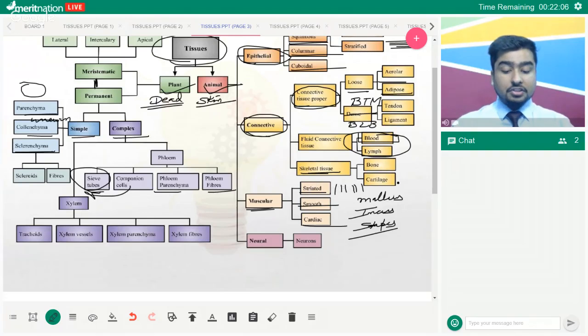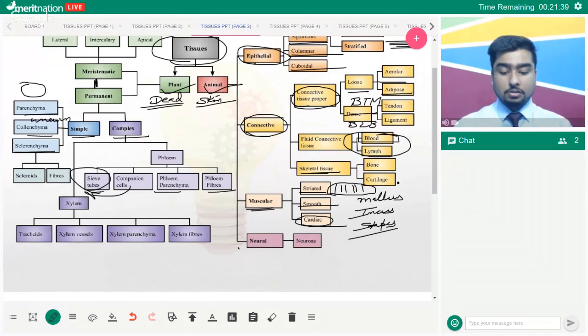So striated generally controls the skeletal muscles. That means the voluntary striated is also known as skeletal muscles. So they are generally used to control the voluntary muscles, whereas smooth is used to control involuntary muscles, and cardiac muscle is only found in the heart, right? And there it is used to create the contractions and relaxations of the heart.